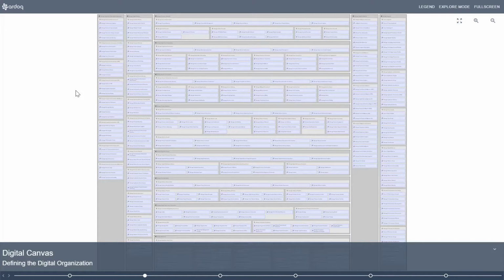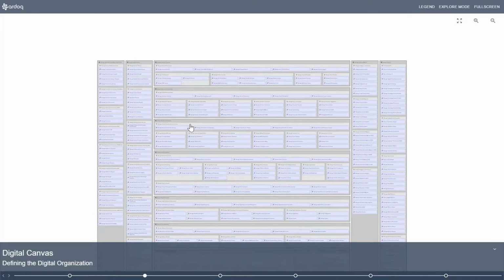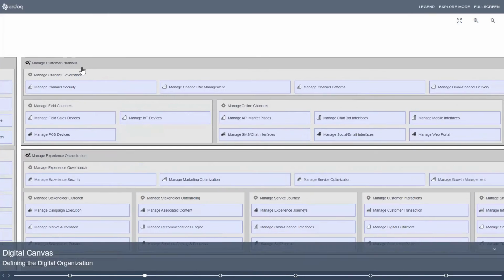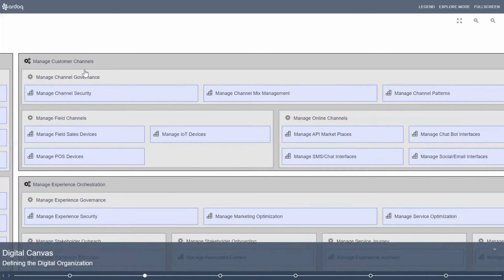As I mentioned, this particular model is broken down into 12 key domains. I'm just going to briefly touch upon these domains. We have at the top of our digital canvas, and I'm just zooming on the RDoC presentation over here, our customer channels, which is essentially how we can ensure that our customer interactions and our customer touch points are effectively being managed.